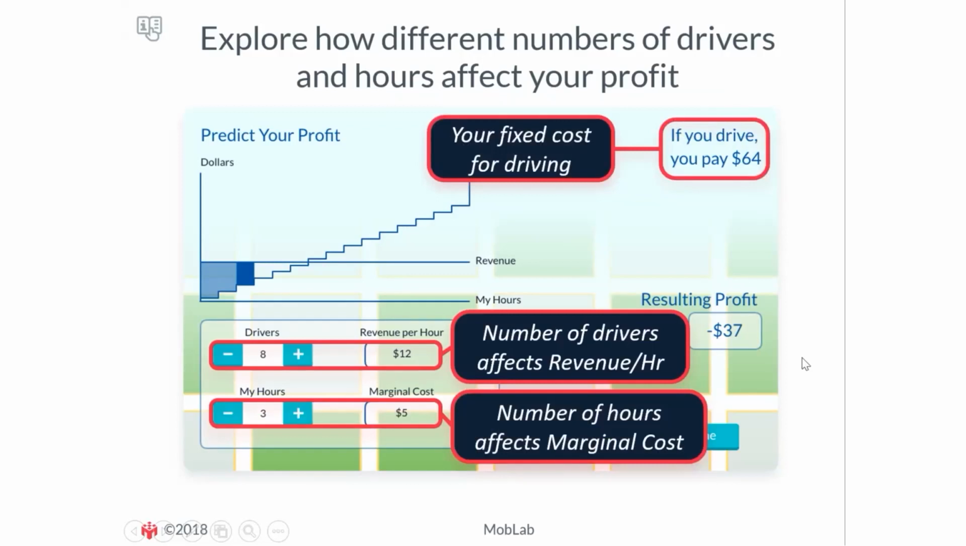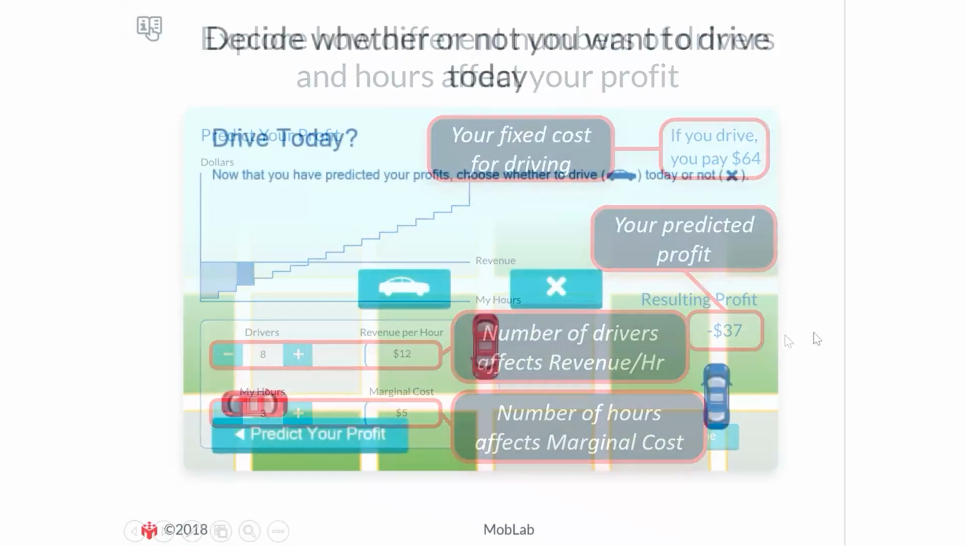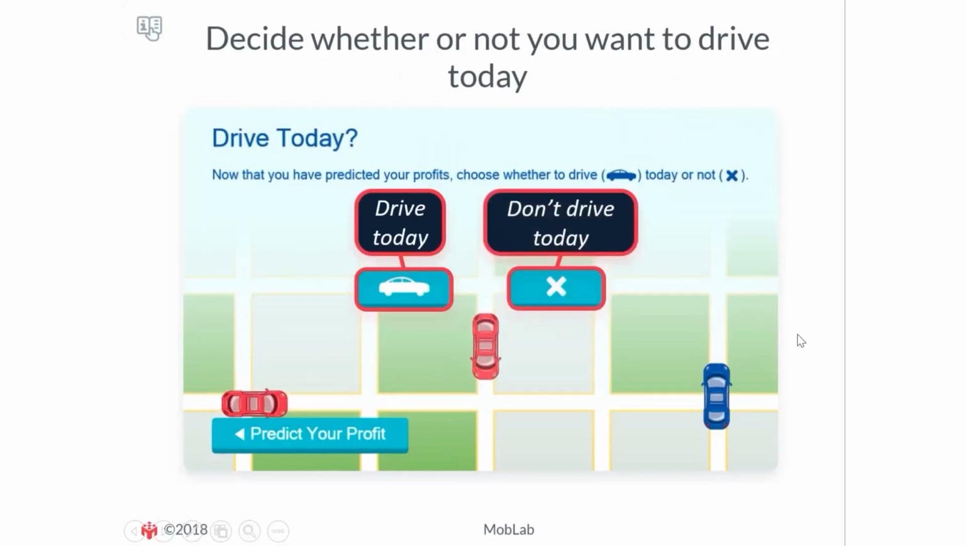So if you drive, you pay $64. So then you can see, oh, if there are 8 drivers and I drive 3 hours, the marginal cost is $5. Revenue per hour is only 12, and so you can get a profit. In this case, it's a negative. Okay, so after this profit calculator, then you can decide, do you want to drive today? Yes or no? So that's the first choice.